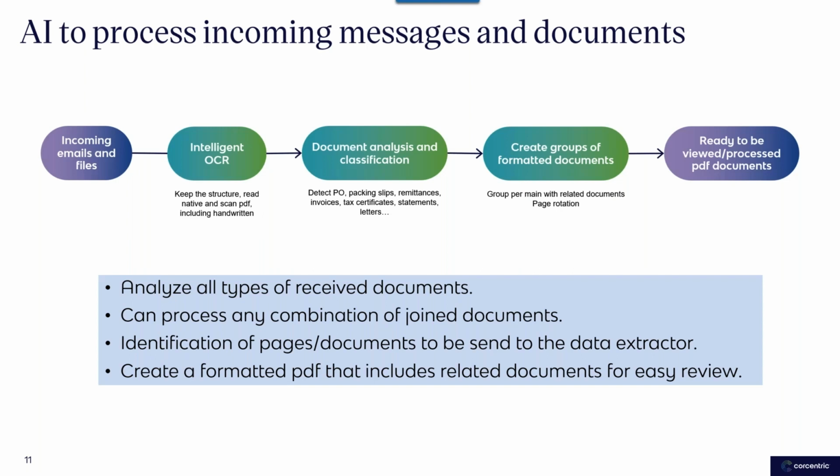And so we have developed an AI that can receive these documents, analyze all of them, and be able to say, in this PDF, for example, I have a PO on page 2, I have a letter on page 1, a remittance, etc. And so we can create a group of formatted documents that are ready to be processed by the proper team and the proper employee in the company. And that brings a lot of value, meaning that you route the right documents, pre-formatted and ready to be processed, to the proper process or people.